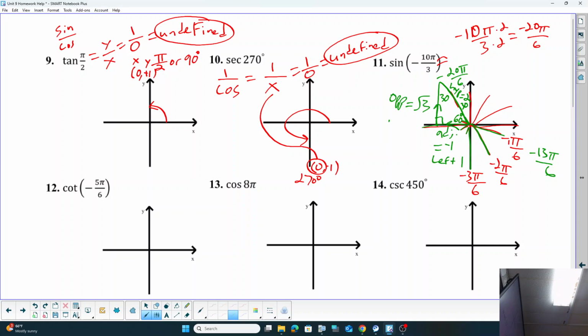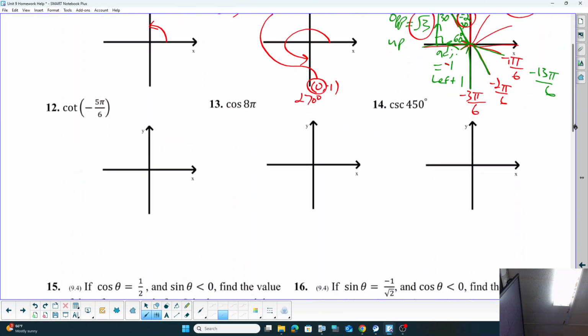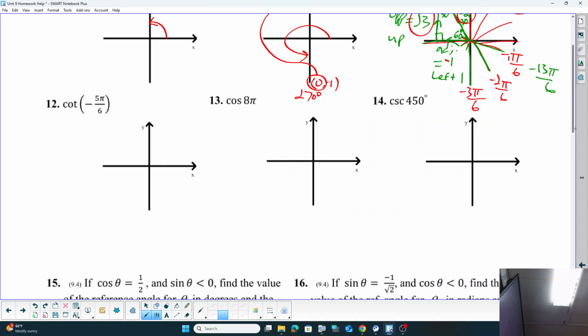So left 1 and then up. Left is negative, up is positive. Okay, so sine is opposite over hypotenuse. So that's going to be radical 3 over 2 is our answer. Right? So I think you guys are getting the hang of these. Try that on your own.